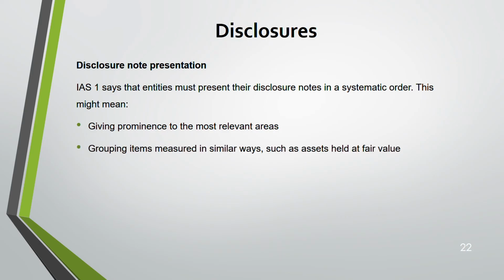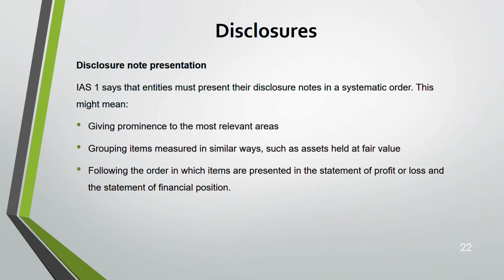Second, you can group items which operate in a similar way. For example, assets held at fair value. There are 5 assets that are held at fair value. Add all the 5 assets held at fair value and then show, rather than showing the 5 assets separately, because all are held at fair value only. So it does not make a difference.